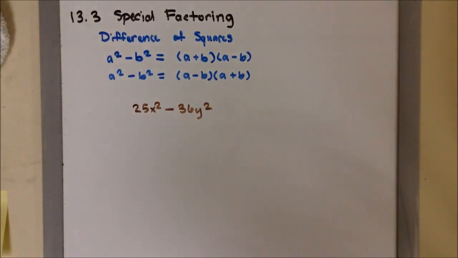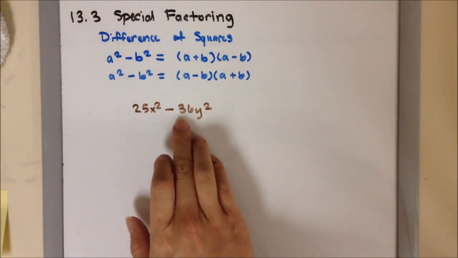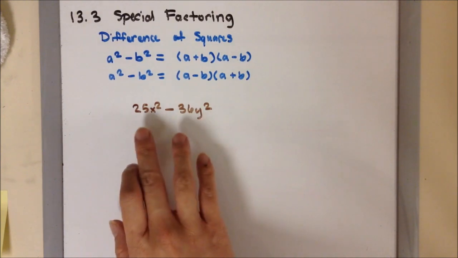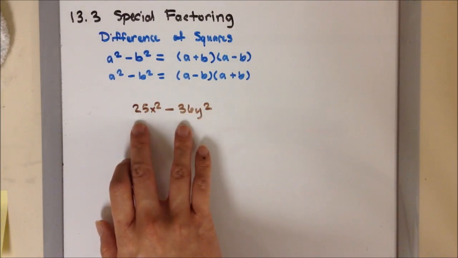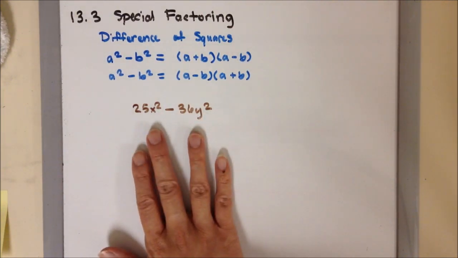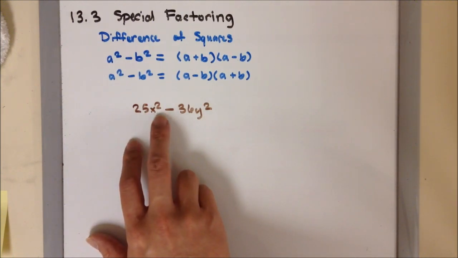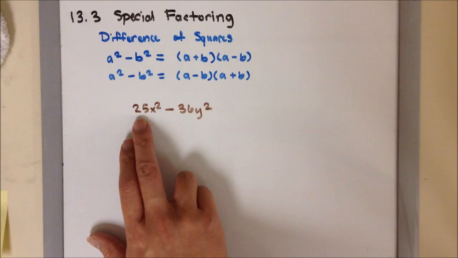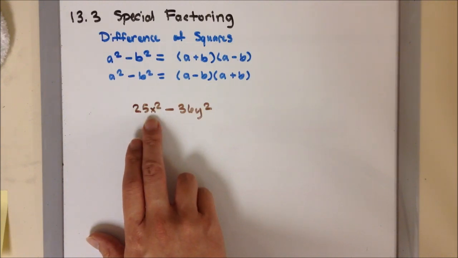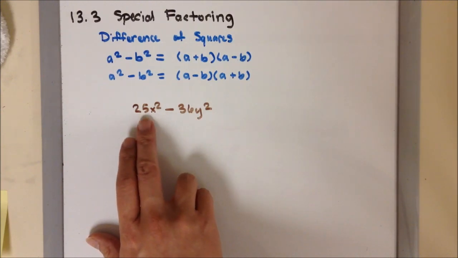In this example, we have 25x squared minus 36y squared. So on both terms, we do have a number with the variable. So let's take a close look. In the first term, it's 25x squared. If I look at the number 25, it is a perfect square. And then the variable x squared is also another perfect square. So the whole thing is a perfect square.